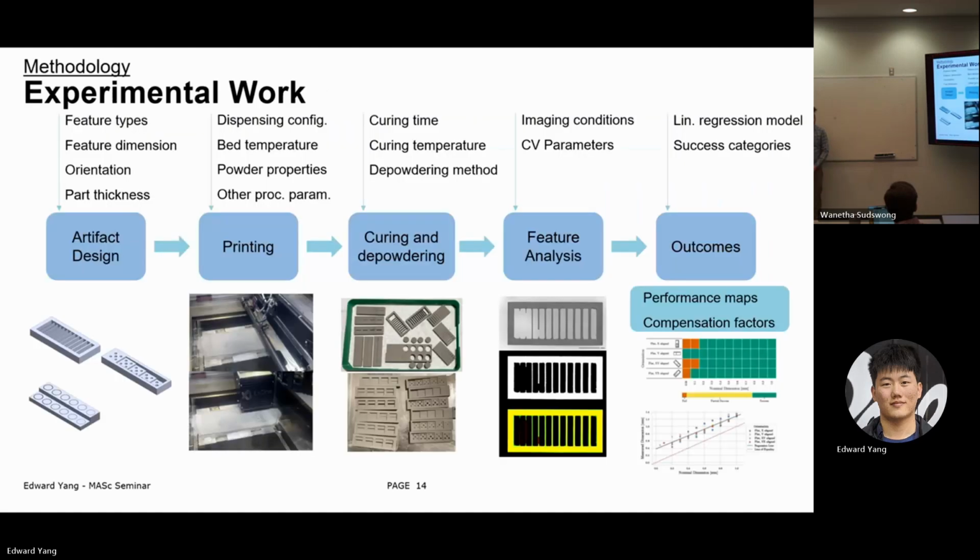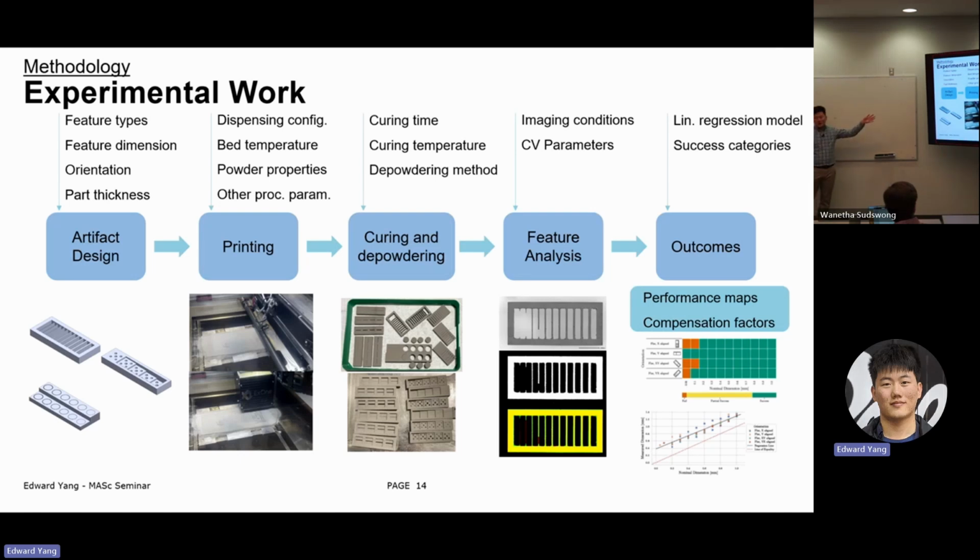So now looking at what I did in my experimental work, this flowchart goes over pretty much the entire pathway I used to generate my data and come up with my design rules and compensation factors.